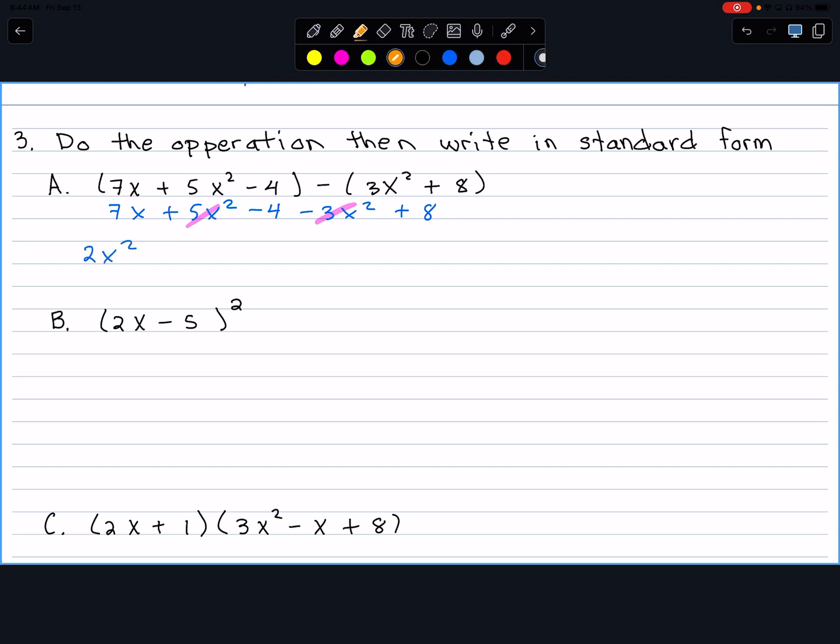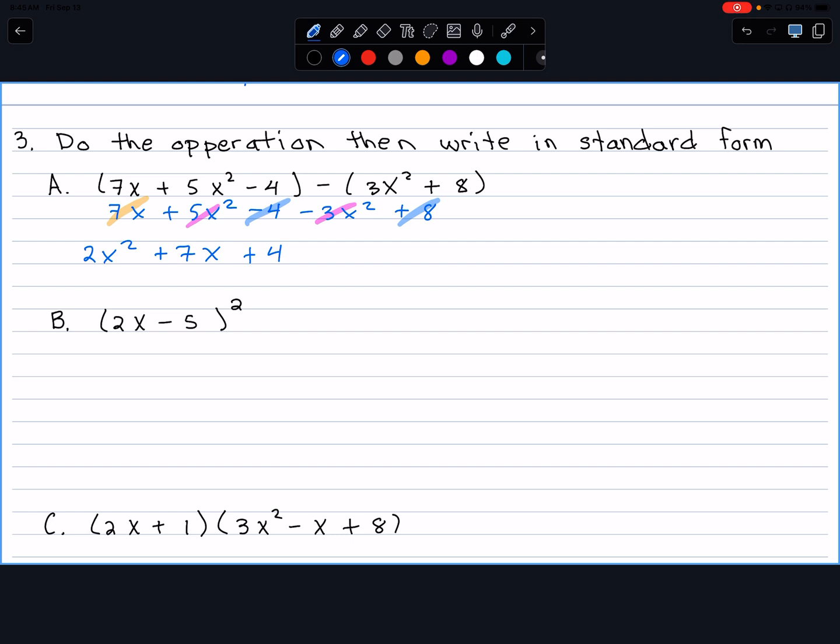Then we're going to move on to our x's. So I have 7x. Looks like that's it. So I'm just going to bring that on down. And then finally, we have negative 4, positive 8. So we have positive 4. In regards to letter A, do you have any questions?